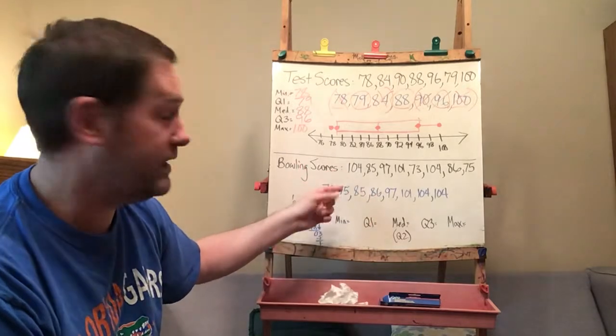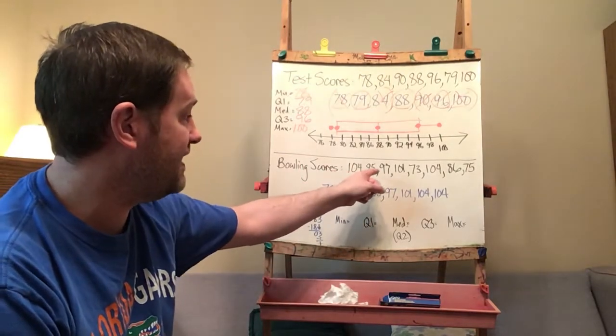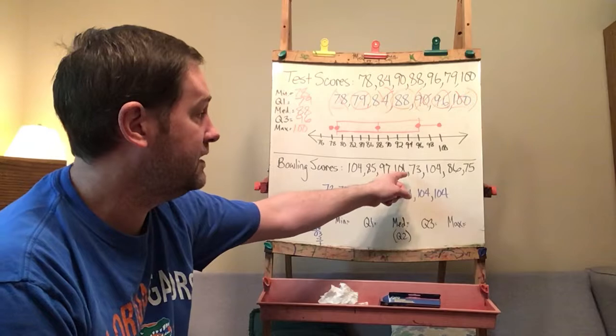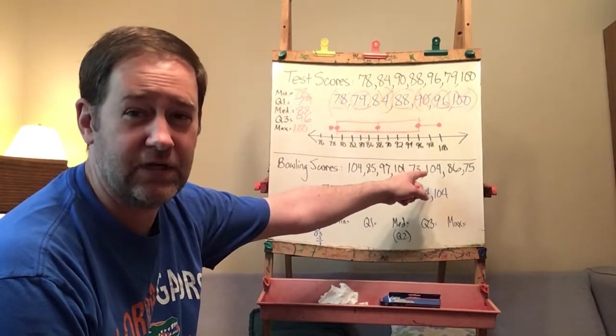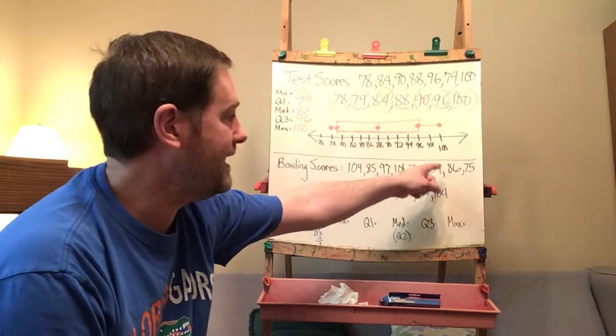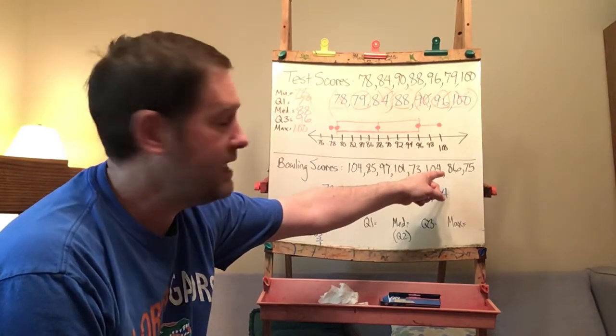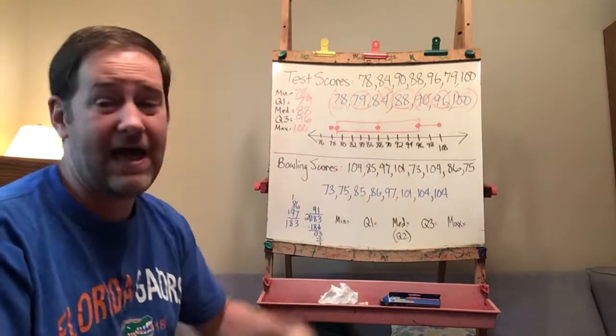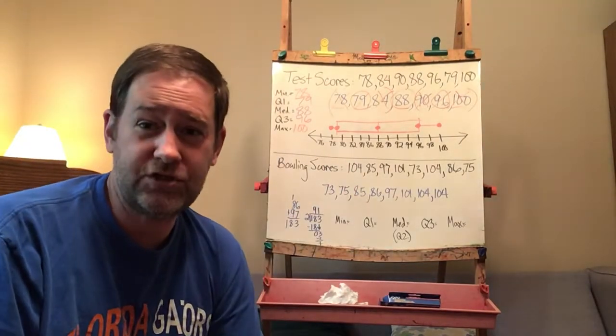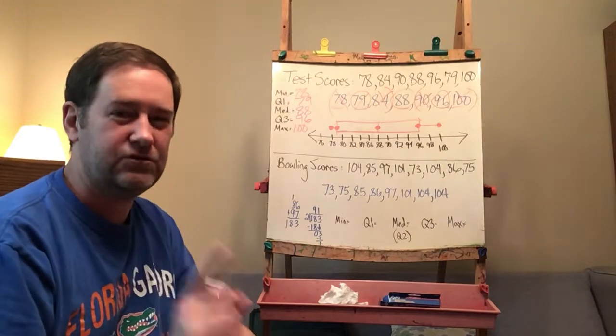If you can't see it very well: 104, 85, 97, 101, 73, 104, back to doing good. And then I got tired and I went down to 86, and then my finger was hurting, and now I'm down to 75. So kind of struggled at the end. All right, now I have 8 numbers that I'm crunching. This is going to be a little tricky.